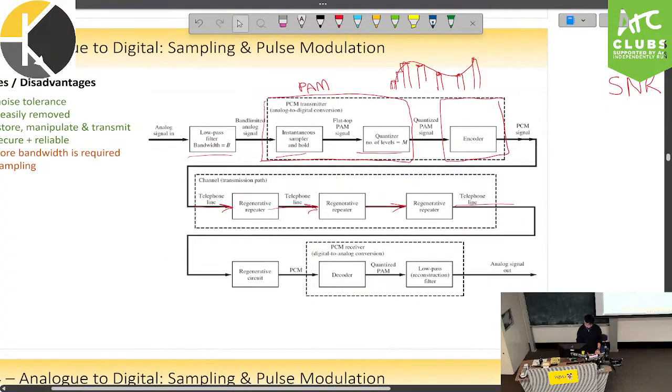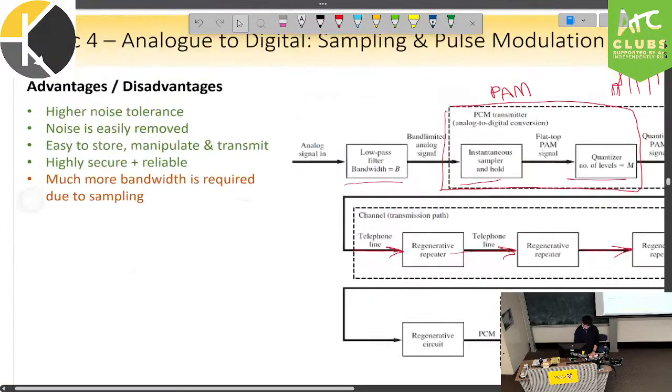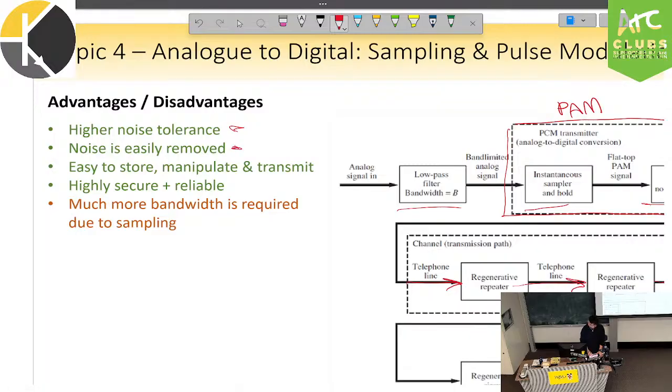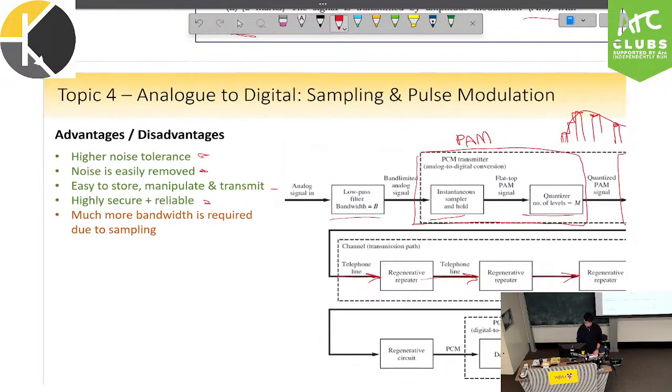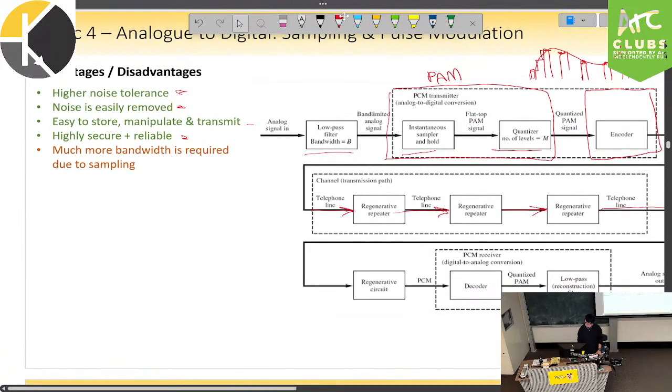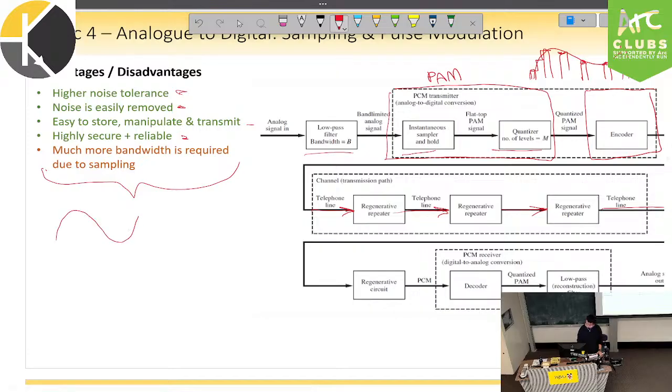Some advantages of digital transmission. We have a higher noise tolerance because all we need to do is transmit a 1 or a 0. We can easily remove noise. It's easier to store and it's secure and reliable by the fact that we can encrypt, decrypt, we can check for errors, etc. The issue with this is we require much more bandwidth. For example, if you look at an analog wave compared to a digital wave, these sharp spikes in our pulses have very high frequencies, which means that we will require a very high bandwidth.